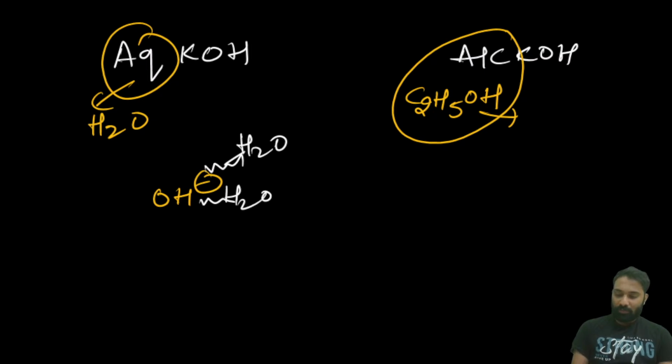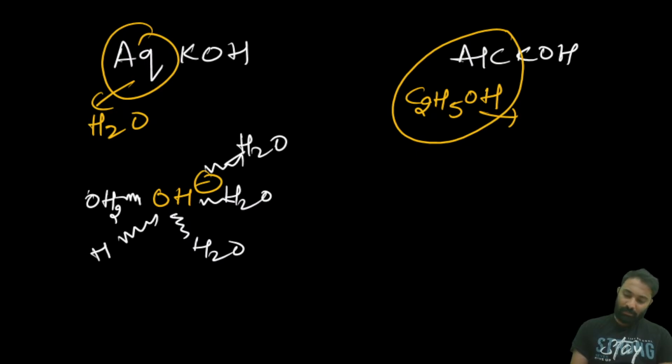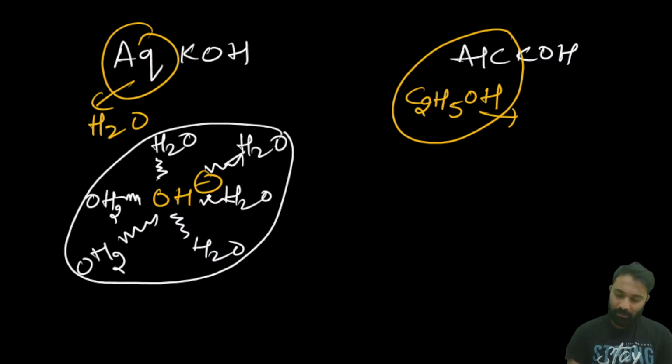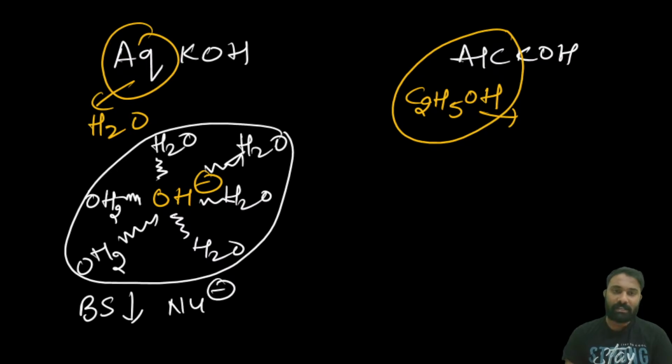Now here this OH minus is the electron pair donor. It is donating its electron pair to the H2O. If the OH minus is donating its electron pair to the H plus, what will happen? It will act as a base, right? Then the basic strength decreases and the nucleophilicity strength increases here, in the aqueous KOH.